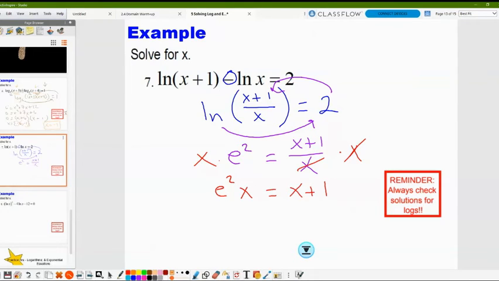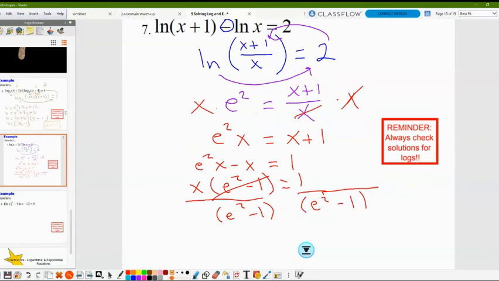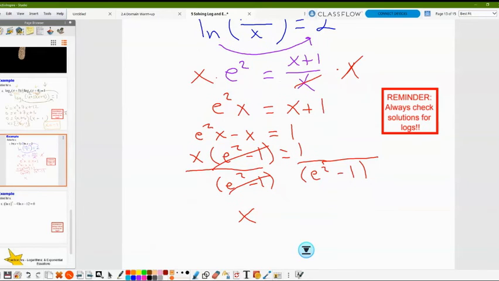I want every term with an x on one side and every term without an x on the other. So that's going to be e squared x minus x equals 1. Why did I want every term with an x on one side? So that I can factor that x out. That leaves me e squared in the first term minus 1 equals 1. Now I'm going to divide both sides by whatever x is multiplied by. So I'm going to divide both sides by e squared minus 1. That cancels and gives me x equals 1 over e squared minus 1.